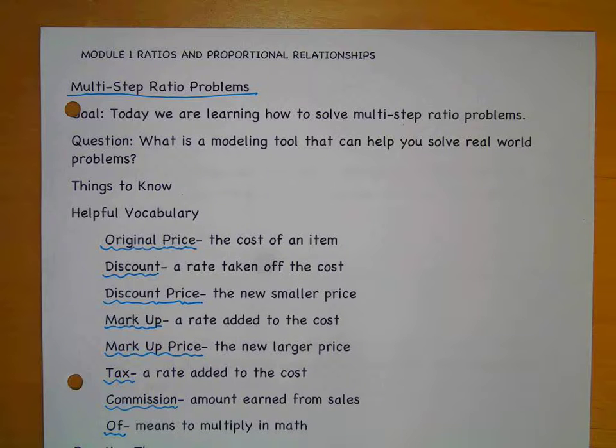The last one that's really important is that little word "of." Of means to multiply in math. So whenever you see the word of, whenever you hear the word of, your brain needs to be thinking multiplication. So of means to multiply in math. So those vocabulary words are super important. That's why I want you to make sure you have those down. Okay, now that we know how important they are, let's practice some of them.